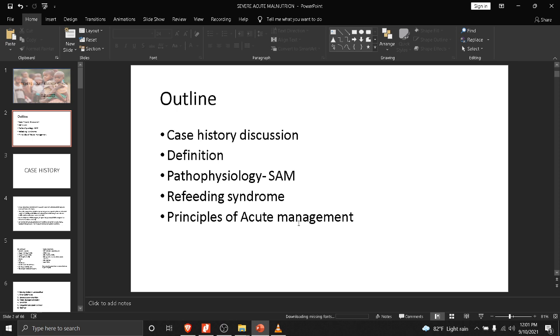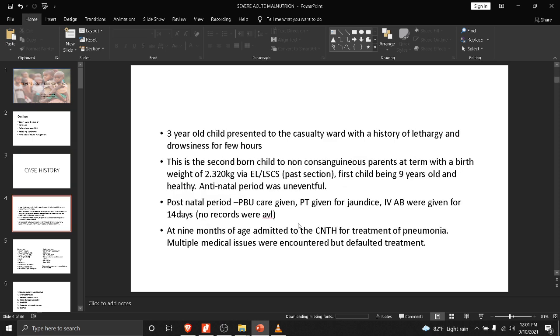There was a 3-year-old boy who presented to the maternity ward with a history of lethargy and drowsiness for a few hours. He is the second-born child of consanguineous parents, with a birth weight of 2.32 kilograms, delivered via elective LSCS due to constipation. The first child is 9 years old and healthy, and the antenatal period was uneventful.